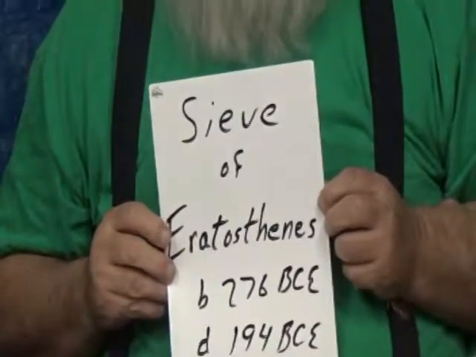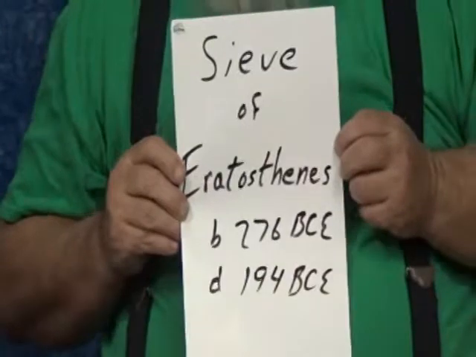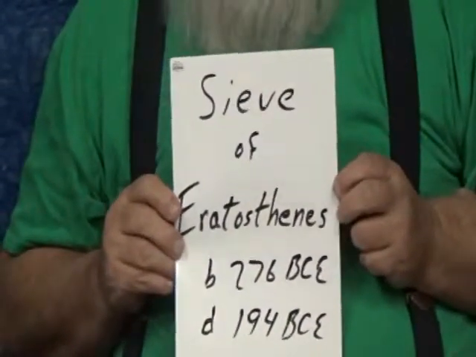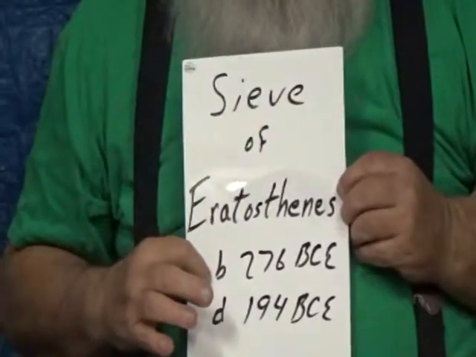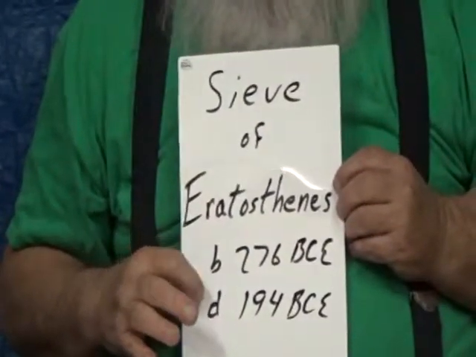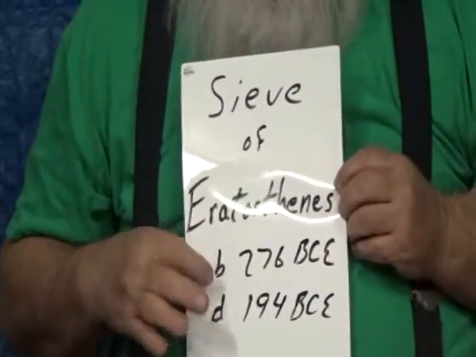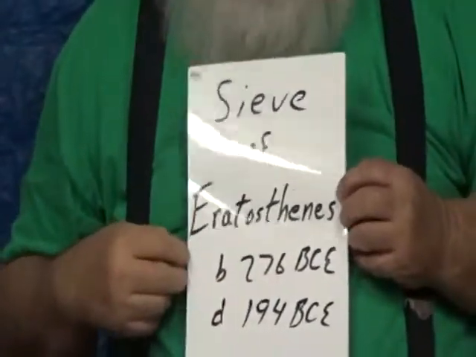And I know that's quite a mouthful, Erastothenes. I'm holding it up here for a while so you can get the spelling correctly, because it's not easy. He was born 276 BCE and died 194 BCE, so he lived a good long time. Of course, the numbers count backwards because it's before.